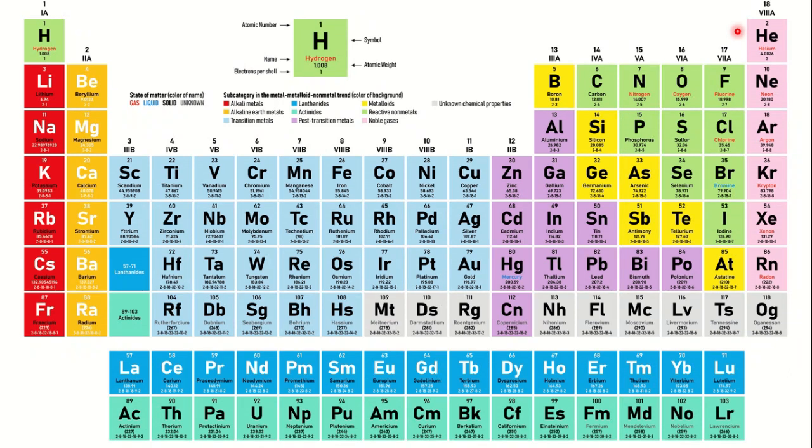Next, lithium. Si lithium, Li. Si beryllium, Be. Bakit kaya hindi pwedeng B lang? Kasi nakuha na yung B ni boron. So, instead of having another B, kinuha yung pangalawang letter ni beryllium, kaya naging Be.